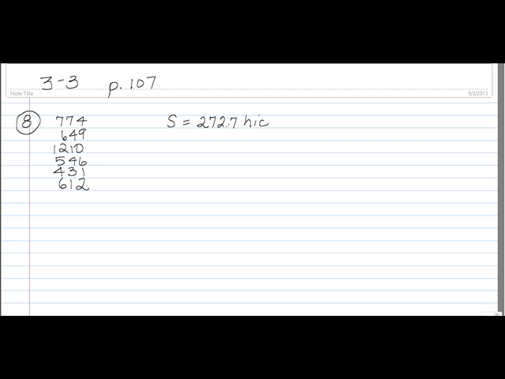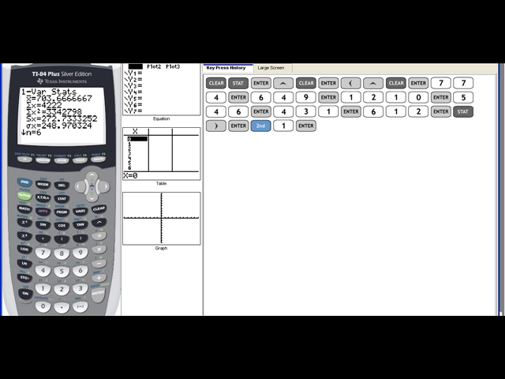Now, the range we can get by taking the high number minus the low one. So the high number is our 1210 minus our low number is 431. So we get 779.